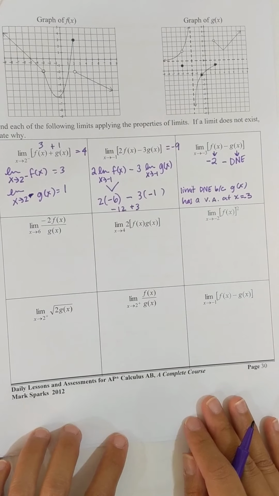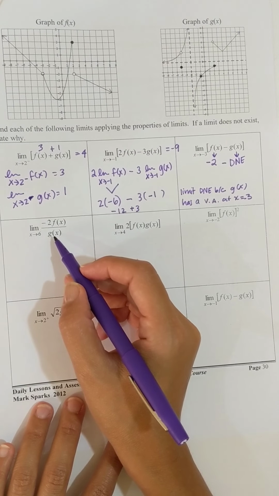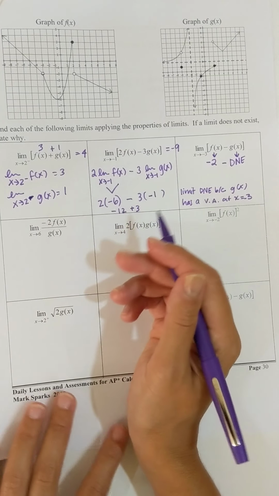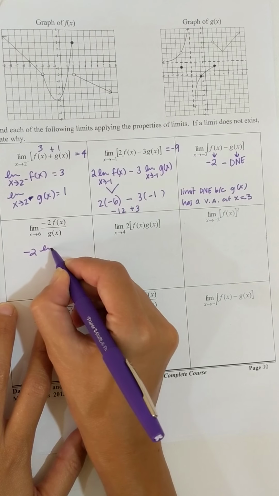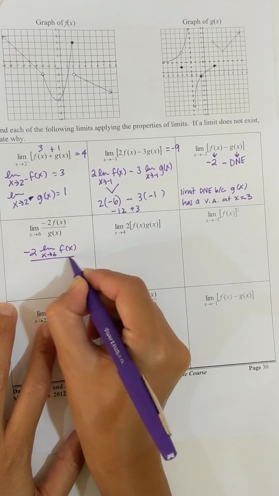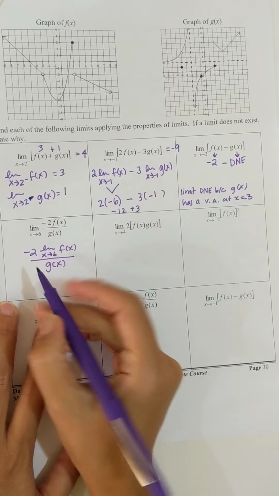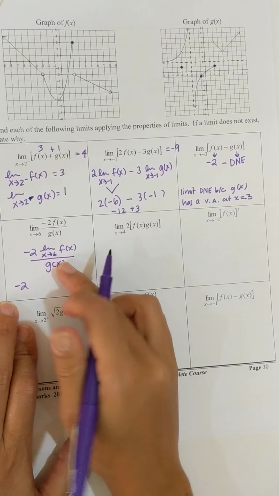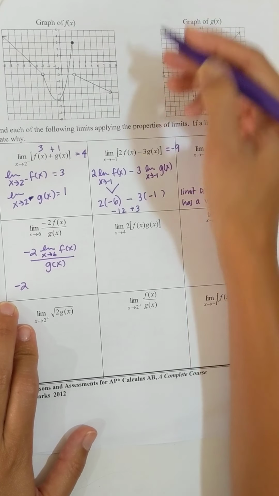Okay, let's move on to this. So now we have a division, negative 2 times f of x over g of x, and we're evaluating the limit as x approaches 6. So I know I can take that constant out. So I'm going to do negative 2 times the limit as x approaches 6 of f of x all over g of x. And I'm just going to squeeze some stuff in here. So this is negative 2. What is the limit as x approaches 6 of f of x? Here's 6. Both sides are approaching negative 4.